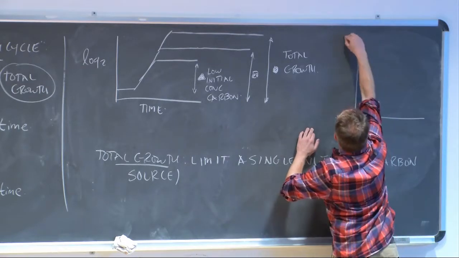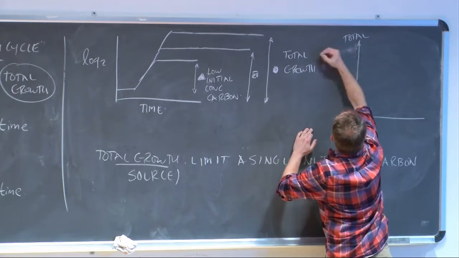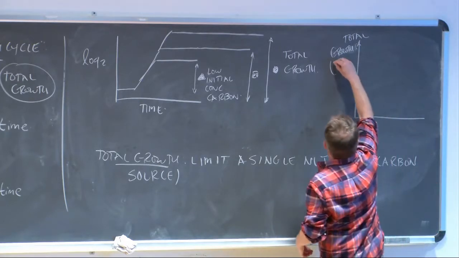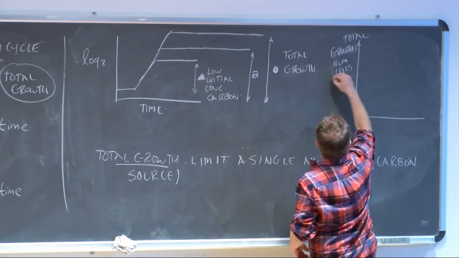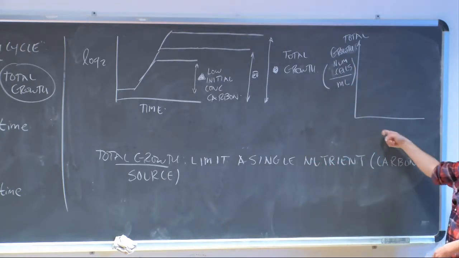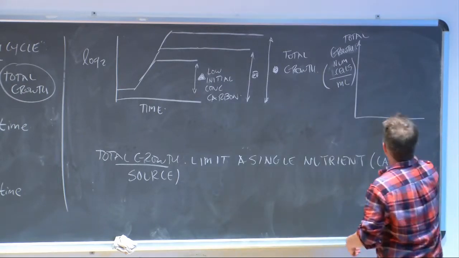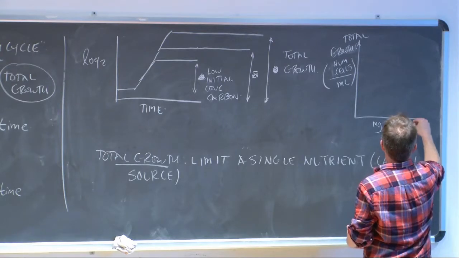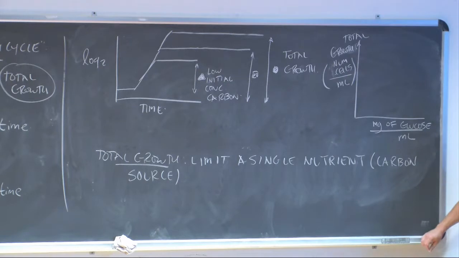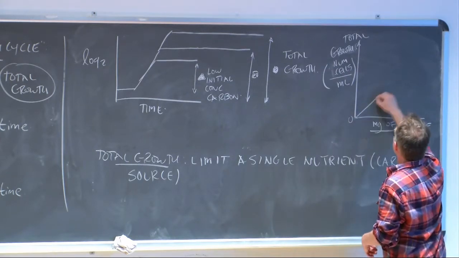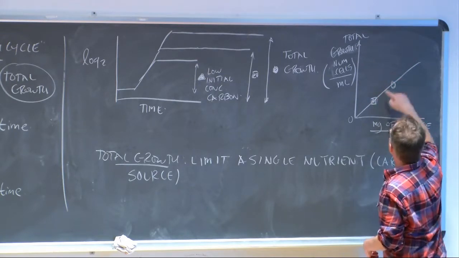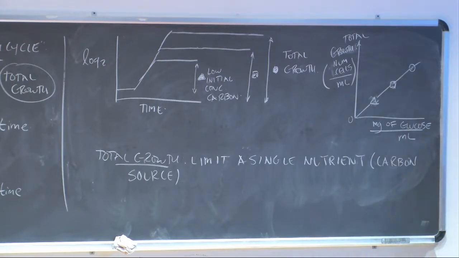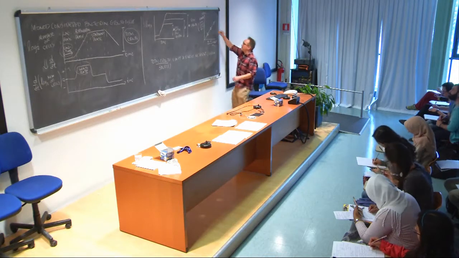What's amazing is that if you plot now this total growth, and it's useful to measure this number density, like a number of cells per, let's say, milliliter. And you plot that versus the concentration of the carbon source. So let's say milligrams of, let's say, glucose per milliliter. You get a straight line typically through the origin. So here's square, here's triangle, here's square, and here's circle. Okay. And the slope here is called the growth yield.